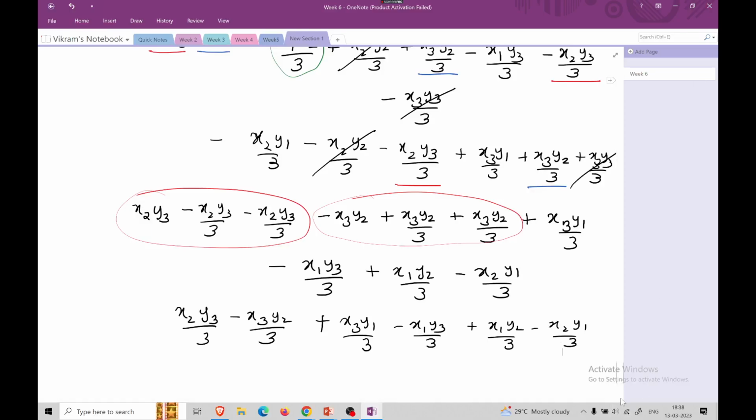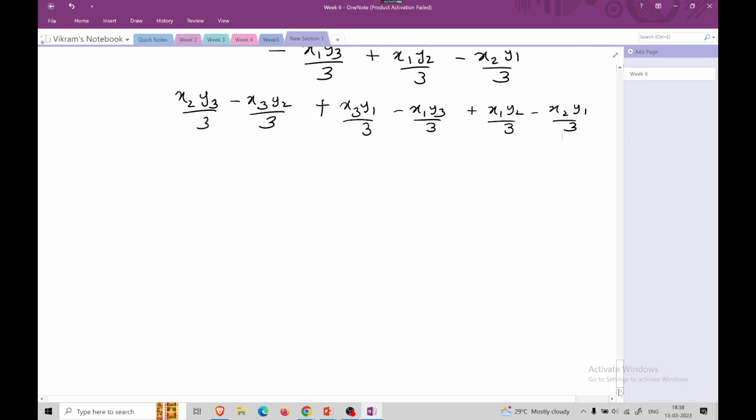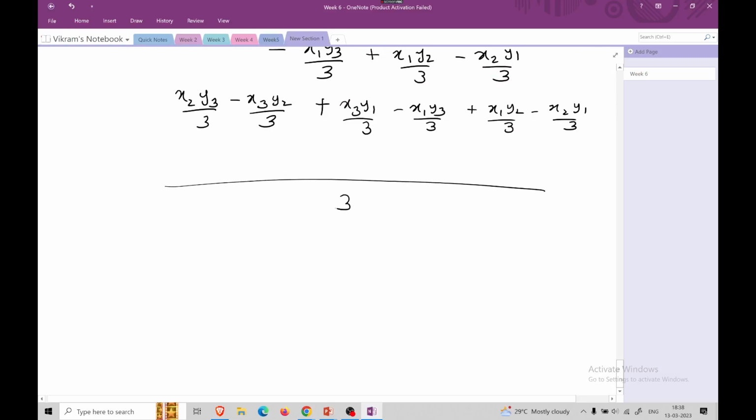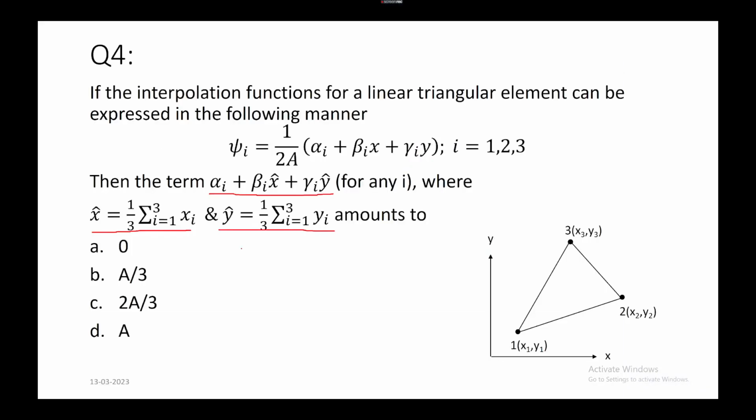So if I take 1 by 3 as common, you will get one term in the numerator. So can you tell what this term is? We have seen this term, right? This is nothing but 2 into area, and in the denominator you have 3. So here we have one option which is 2A by 3. So you see, yes, the option is C.